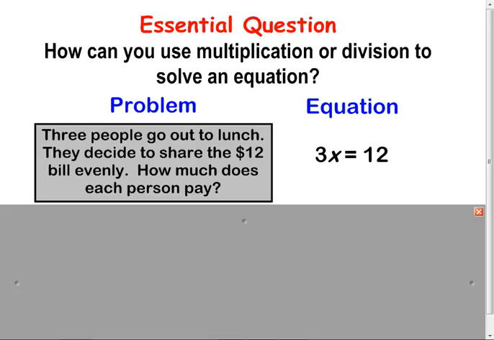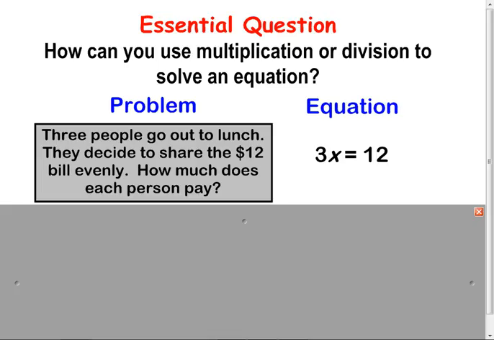Now, this is our essential question right here. 3 people go out to lunch. They decide to share the $12 bill evenly. How much do you each pay? You can do this, can't you? No, it's $12 for 3 people. So there's your equation. 3 times what gives you 12? What's the what? How much do you each pay then?